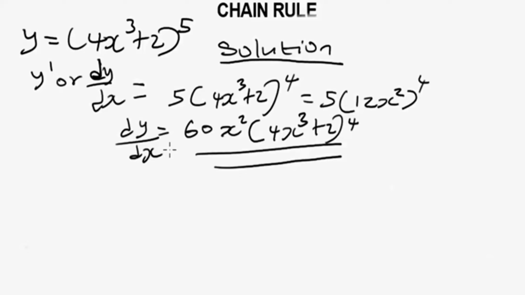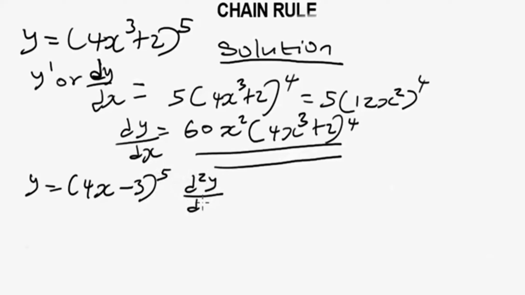Now let's look at another example and solve it together. Another example I have here: we're given the function y equals in bracket 4x minus 3 raised to power 5, and we're asked to find d2y over dx cubed. Feel free to pause this video and see if you can find the first derivative before we solve it together.